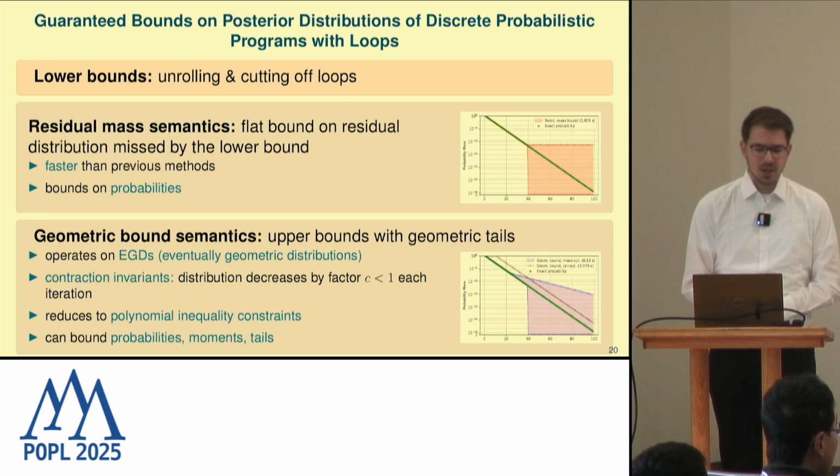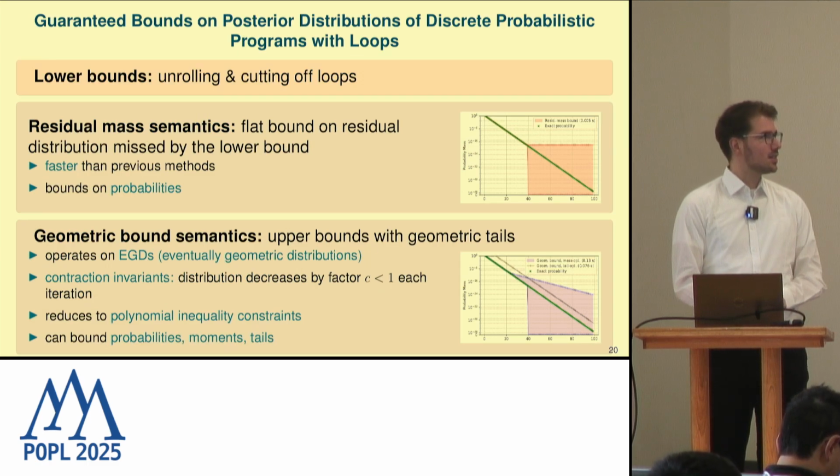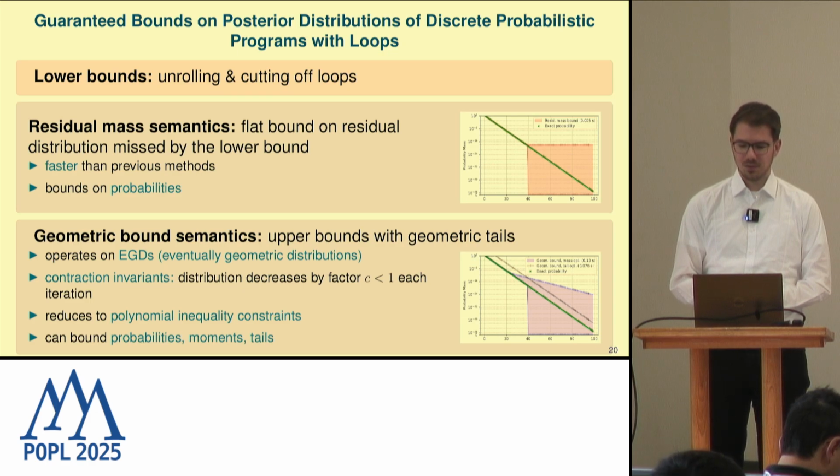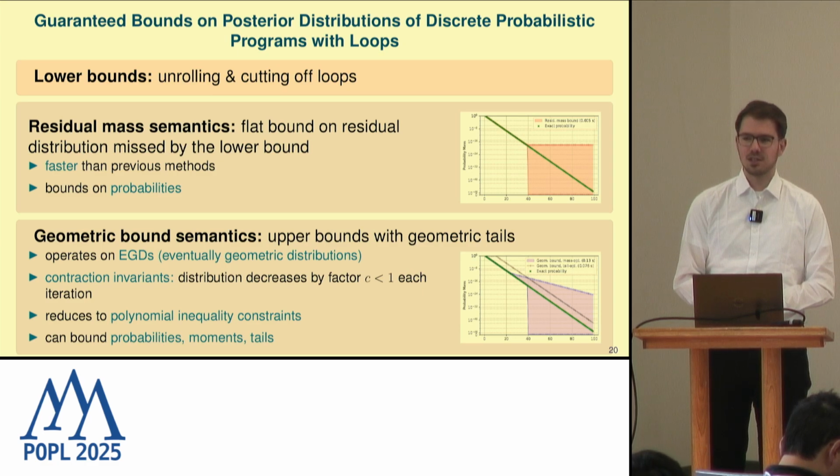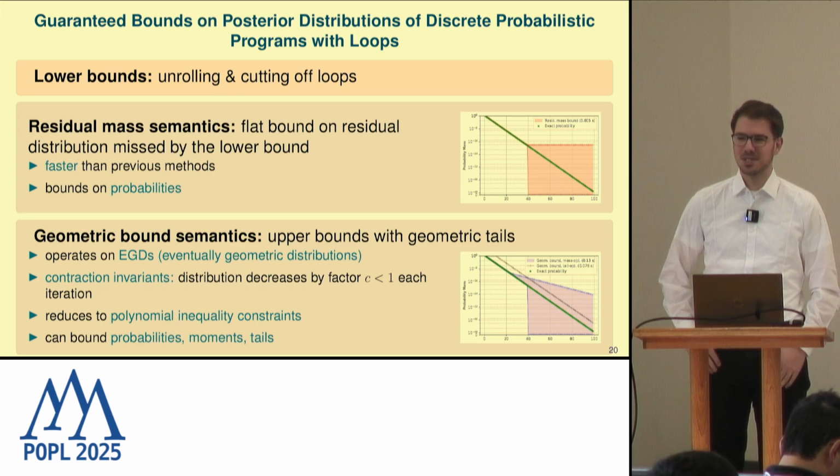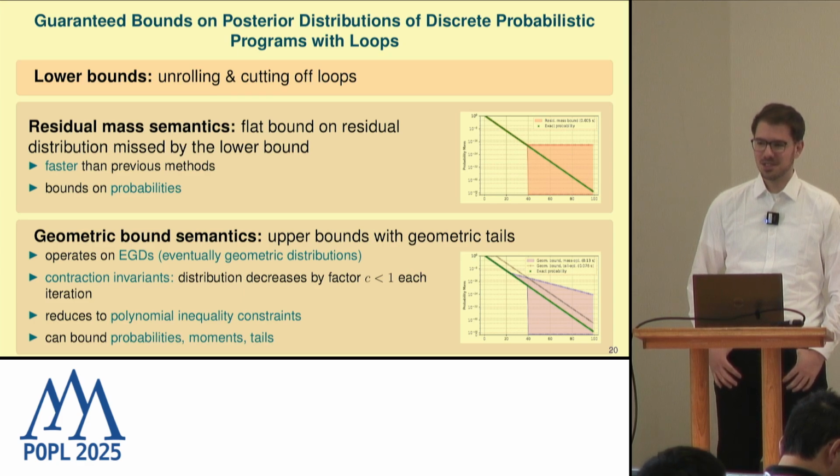So in summary, I've presented to you two techniques to find guaranteed bounds for the posterior distribution of discrete probabilistic programs, residual mass semantics and geometric bound semantics, and introduced some novel concepts such as contraction invariants and eventually geometric distributions, which I hope will be useful maybe in other probabilistic program analysis techniques in the future. Thank you for listening, and I look forward to your questions.